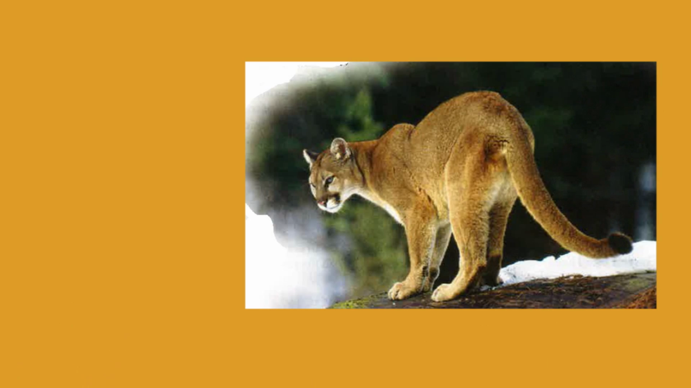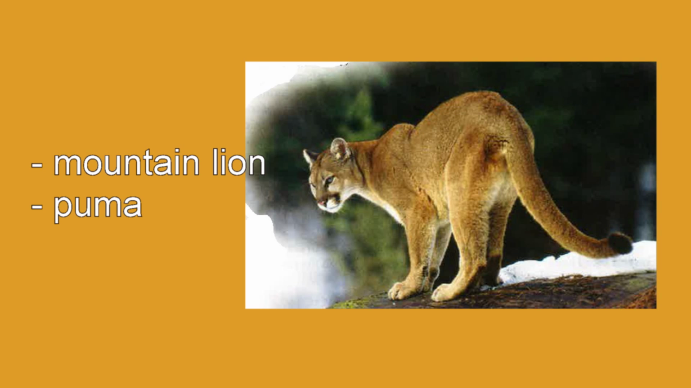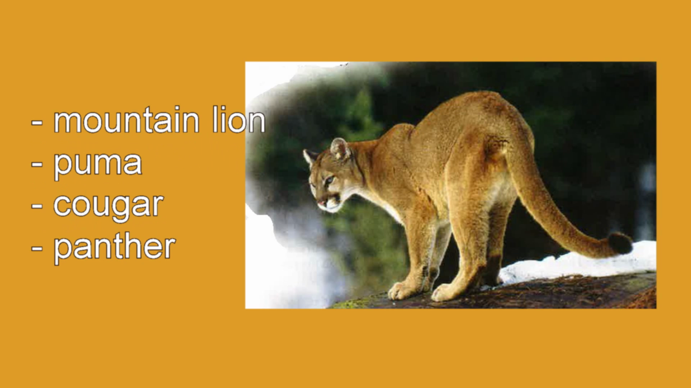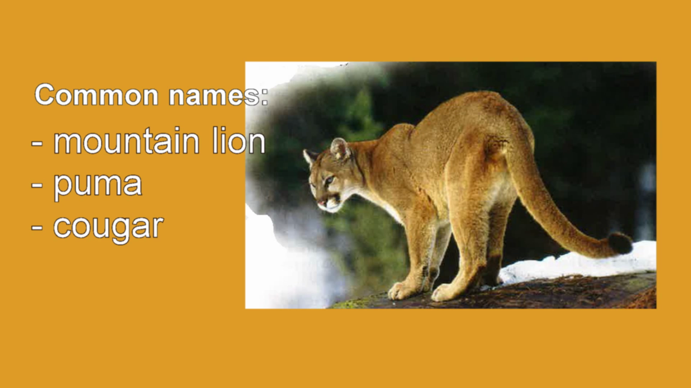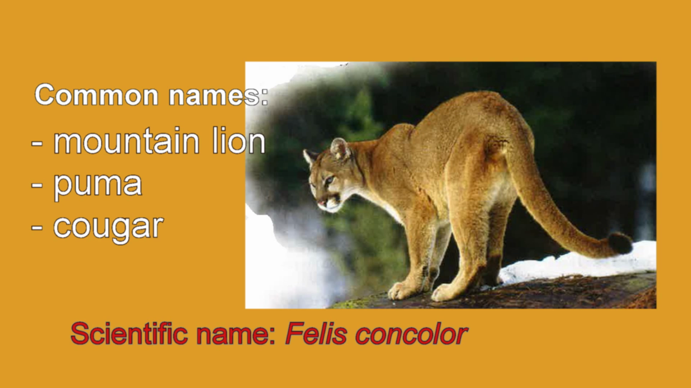One example is the animal that we see in this picture. Depending on where you live, you might recognize this as a mountain lion, a puma, a cougar, or a panther, all of which are common names for the same animal. The scientific name for this animal is Felis concolor.